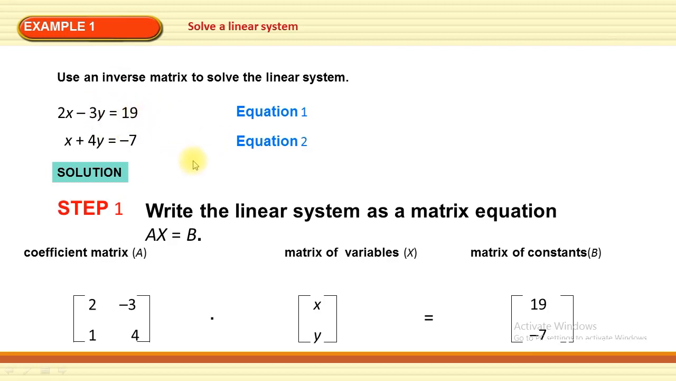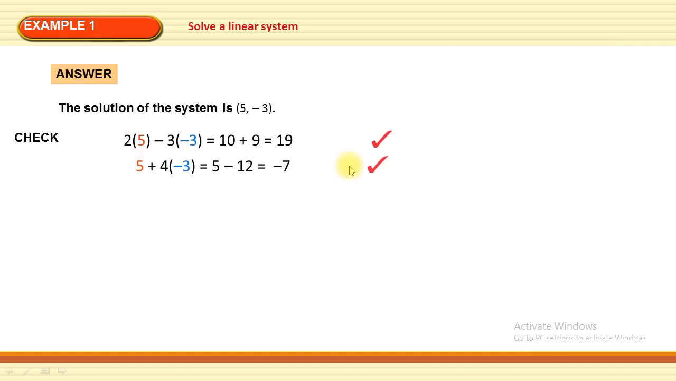So the first equation is satisfied by the results. Now to check the results for the second equation, x plus 4y, this is the value of y. So 5 plus 4 into minus 3, so 5 minus 12 is equal to minus 7, and on the right hand side of the second equation we have minus 7. So the result is correct.